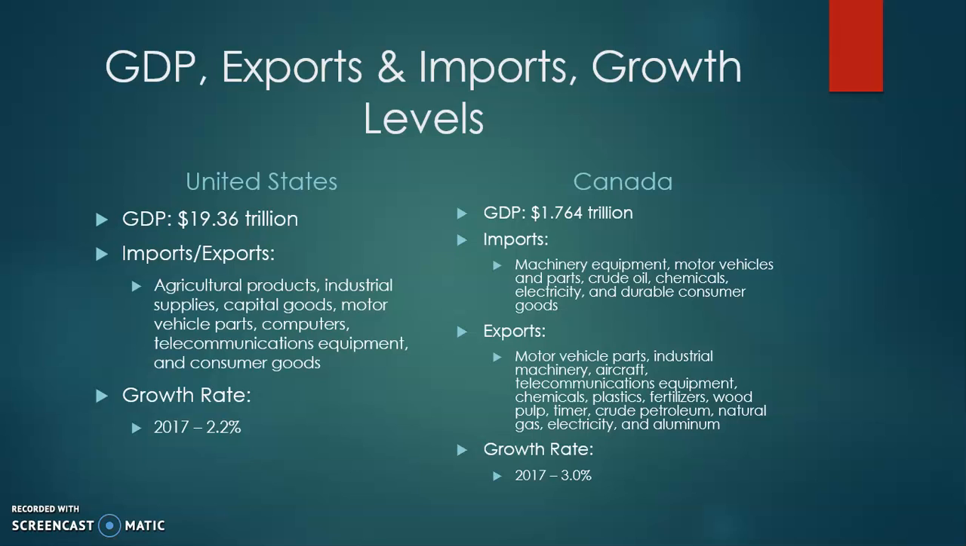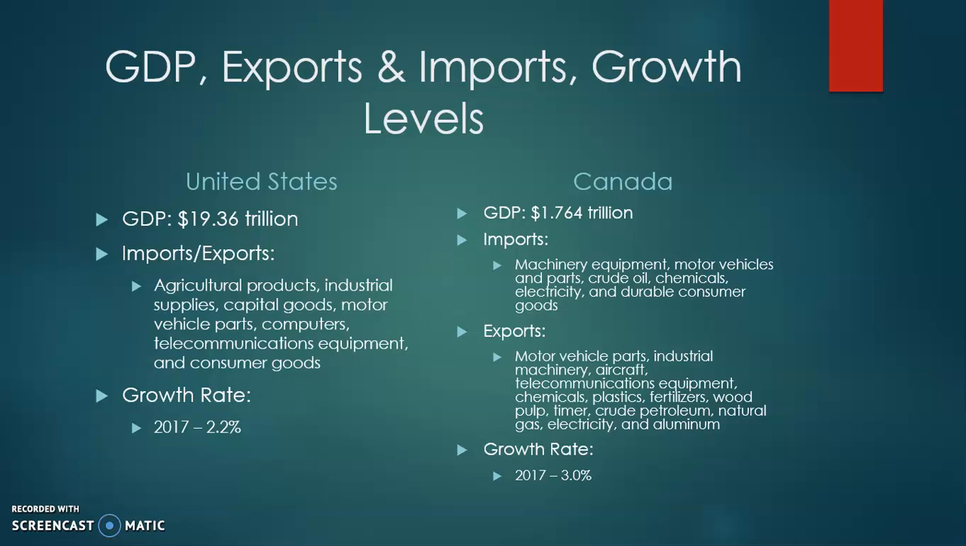Comparing this to Canada, their GDP is $1.764 trillion. Imports would include things such as machinery, equipment, motor vehicles and parts, crude oil, chemicals, electricity, and durable consumer goods. Exports would include motor vehicle parts, industrial machinery, aircraft, telecommunications equipment, chemicals, plastics, fertilizers, wood pulp, timber, crude petroleum, natural gas, electricity, and aluminum. Their growth rate as of 2017 was 3%.